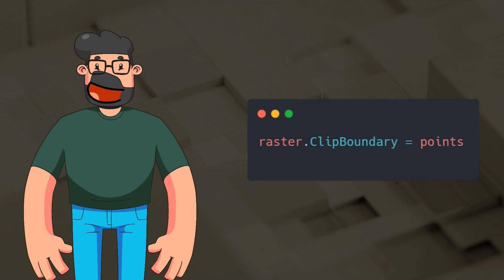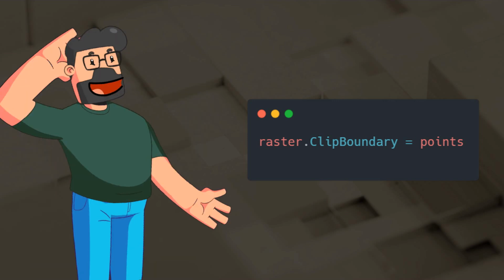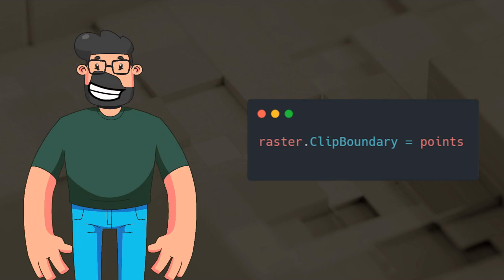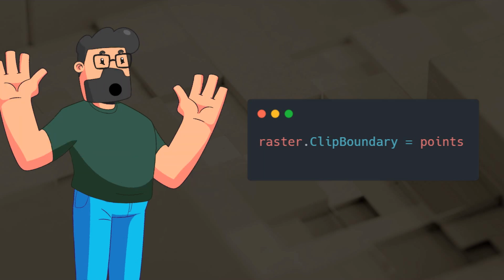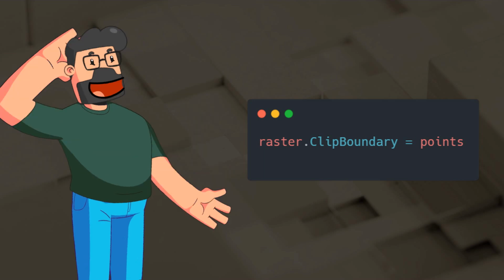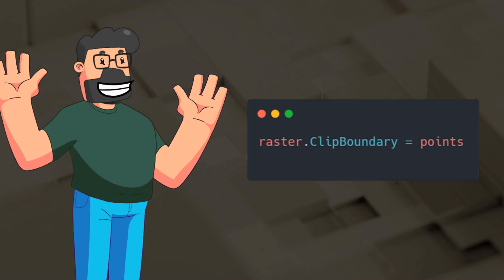In the initial script shared, the assignment of the points to the ClipBoundary parameter is incorrect. The line, ImageObject.ClipBoundary = points, doesn't align with the correct approach for invoking the ClipBoundary method. To rectify this, we should invoke the ClipBoundary method with the points parameter, like so: ImageObject.ClipBoundary(points). This adjustment ensures the proper application of the clipping boundary to the image in AutoCAD.